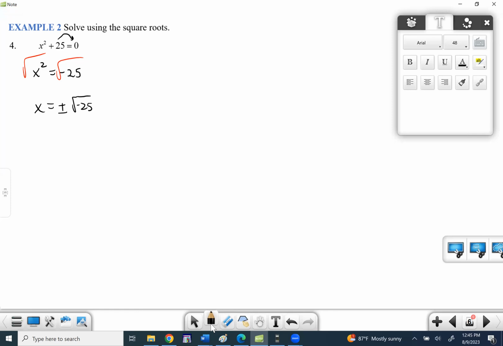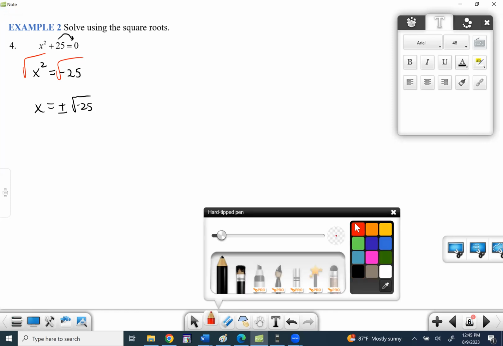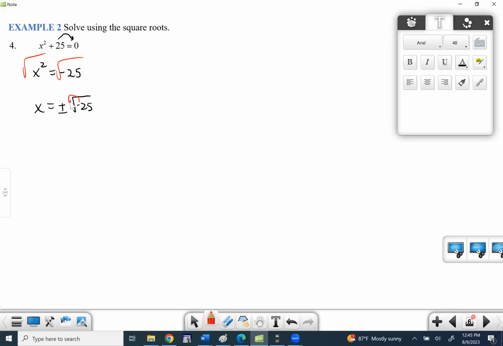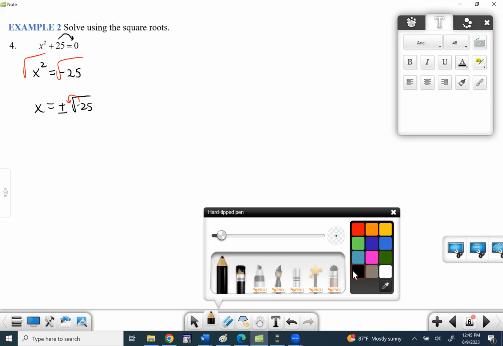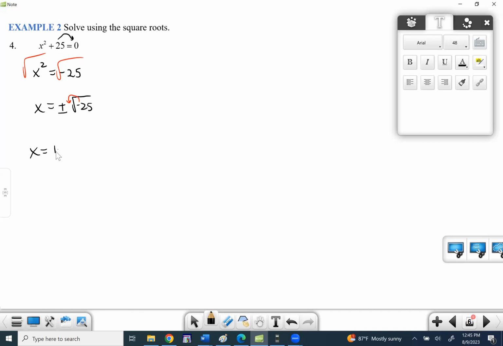We know that if there's a negative under the radical, we have to pull the negative out. So we're going to pull the negative out and make it an i. So we have plus or minus i root 25. The square root of 25 is 5, so this is going to be plus or minus 5i.